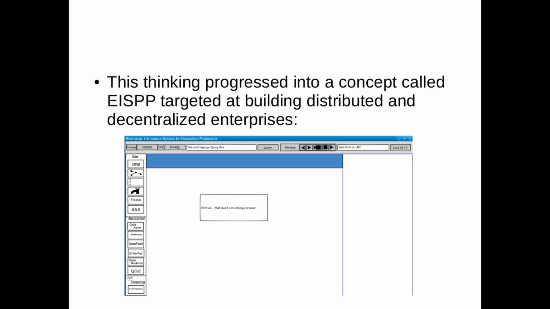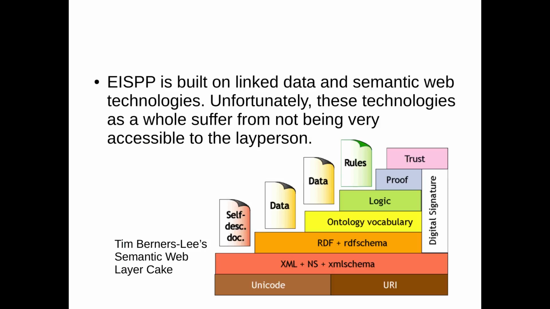A concept called EISPP, targeted at building distributed decentralized enterprises. EISPP is built on linked data and semantic web technologies. Unfortunately, these technologies as a whole suffer from not being very accessible to the layperson. For example, see Tim Berners-Lee's Semantic Web Layer Cake describing the components of the semantic web.